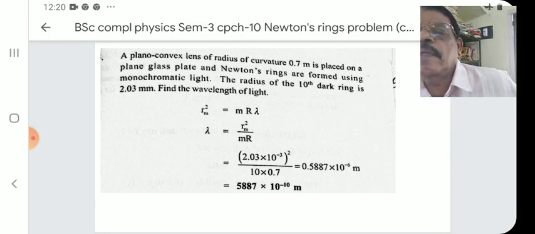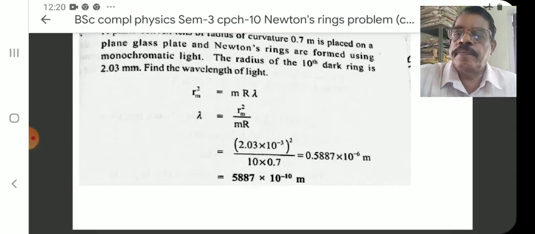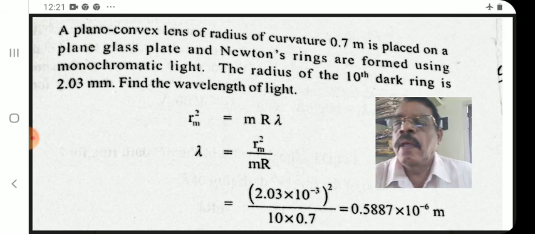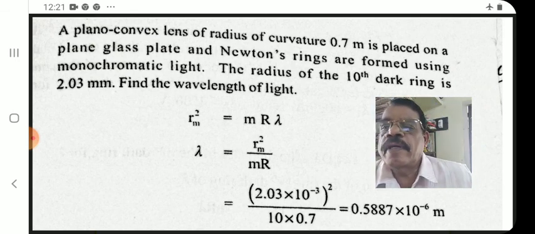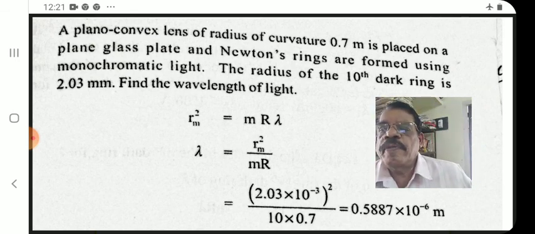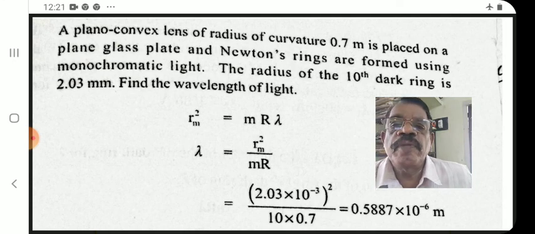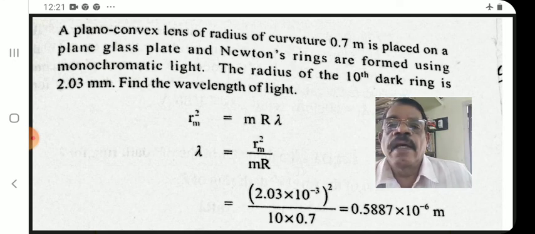Next question. A plano convex lens, you put a number for all problem, you put 1 to 3 numbers. A plano convex lens of radius of curvature 0.7 meter is placed on a plain glass plate. Newton's rings are formed using monochromatic light. The radius of the 10th dark ring is 2.03 meter. Find the wavelength of light.